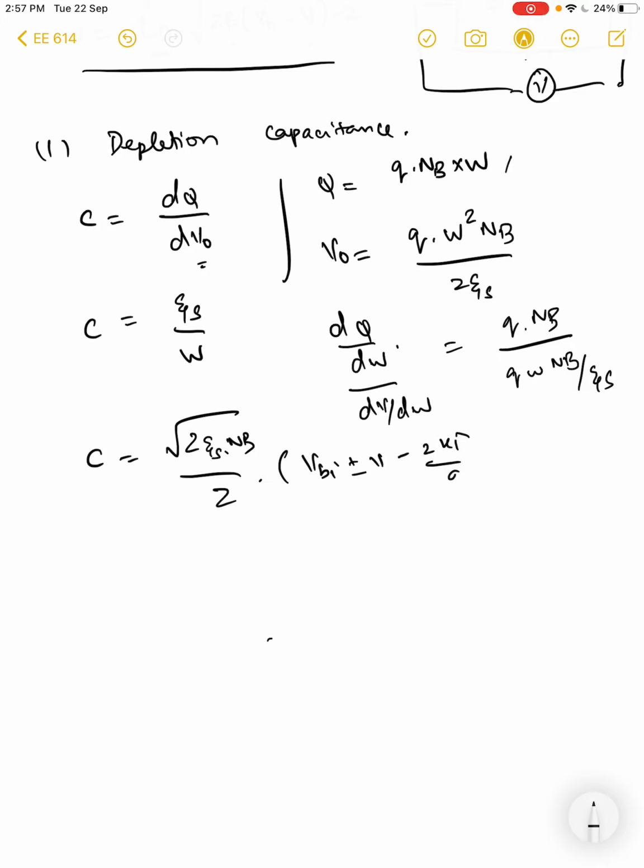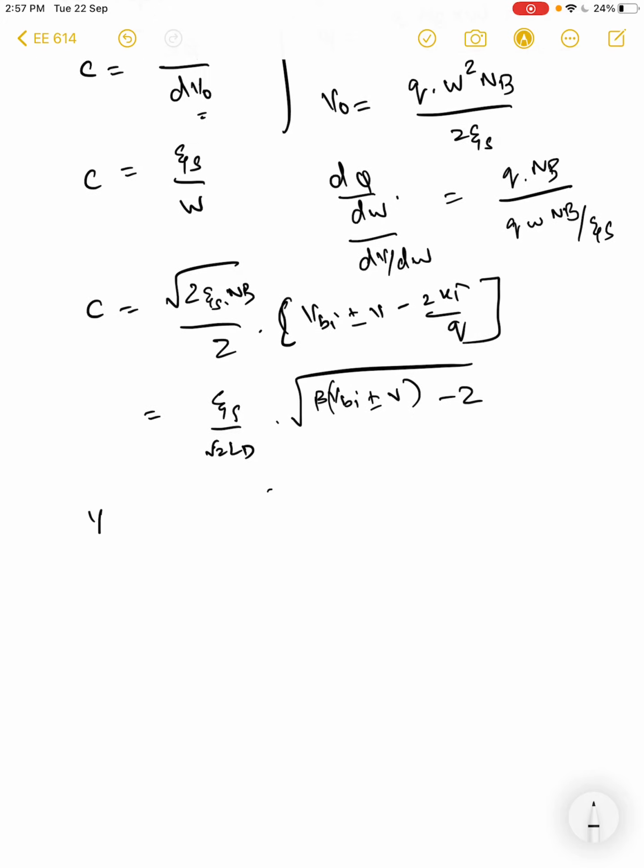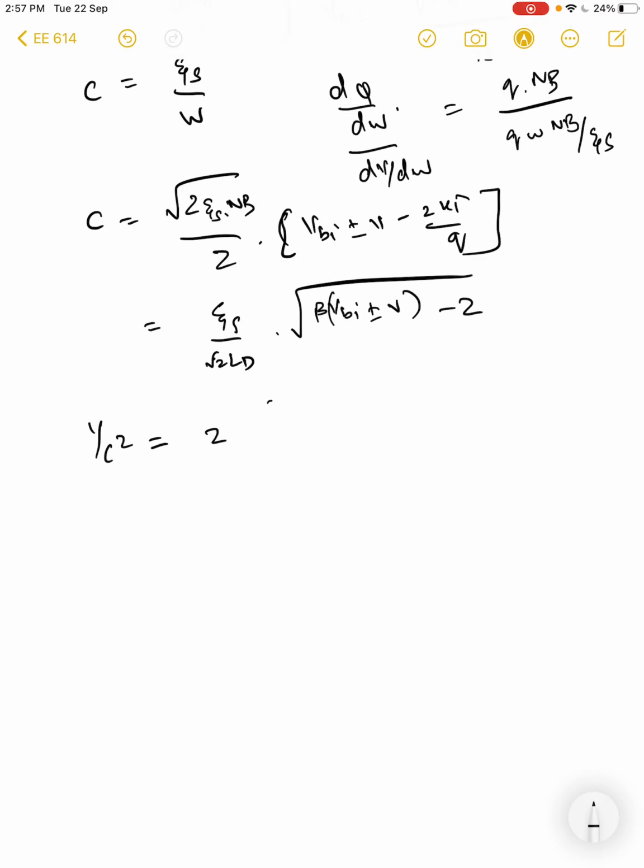Minus 2 kT by Q, which in other words is epsilon s by root 2 LD, LD being the depletion width, root beta VBI plus or minus V minus 2, again from the previous substitutions. So you can also write this as 1 by C square. I will show you why we need to have this particular term. 1 by C square will turn out to be 2 LD square by epsilon s square beta VBI plus or minus beta V minus 2.